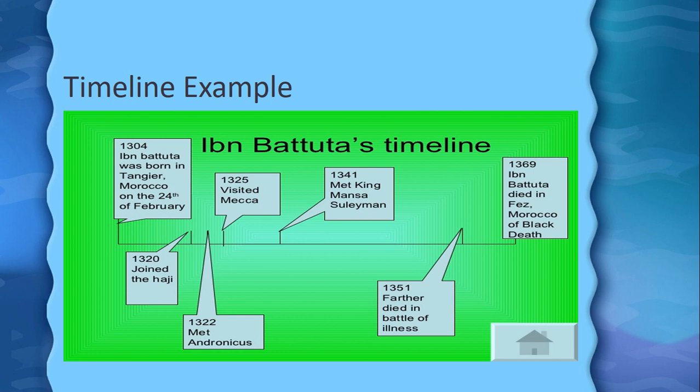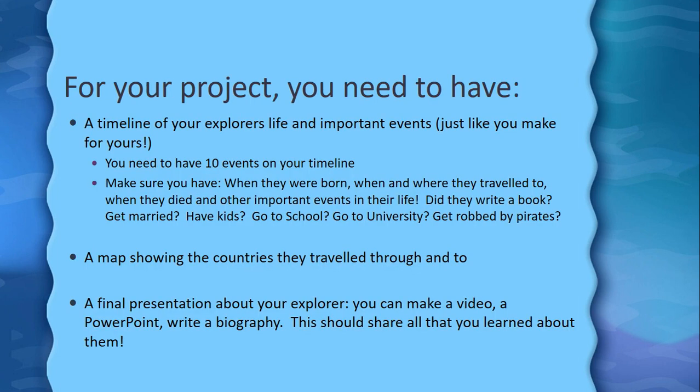So it's up to you. You can either do it by hand or in a PowerPoint, or if you can figure out how to do it on a computer, some technological way, that's fine. You cannot just find a timeline of their life online and copy and paste it. That is called plagiarism, and that is not allowed, okay? So you need to put it together. You need to find 10 events. This is your project. You can't just steal one off the internet, okay?